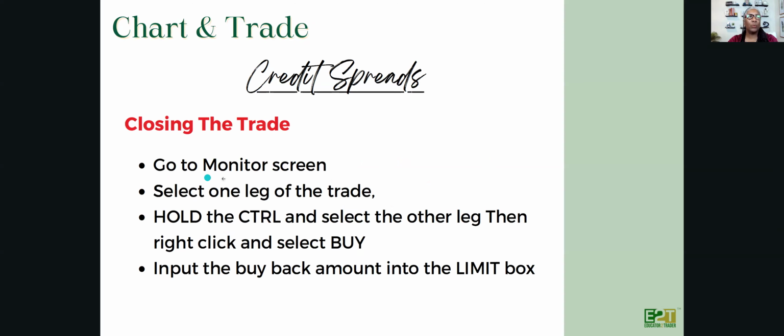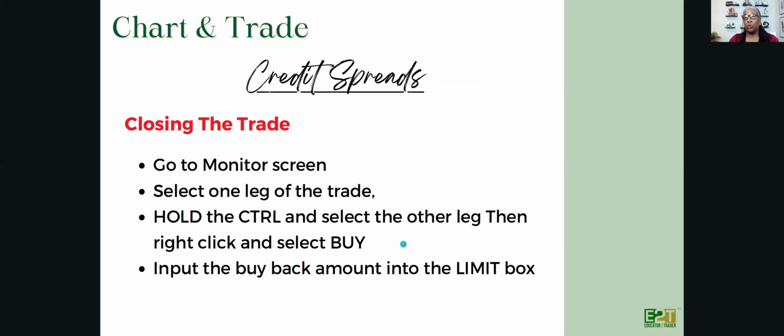And how do we trade these? We go to the monitor screen, select the one leg, hold the control, select the other, select buy. You can input the buyback amount or you can just let it fill because it will populate on its own. But if it's worth $15 when you enter and you're fine with closing it at $2 or $3, you can put that in the limit box and let that work on its own. Or whenever it's ready, you can select all these close things and then whatever populates, you can close it there.